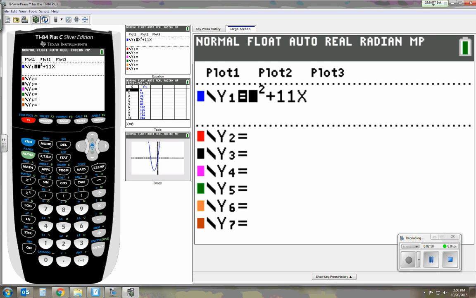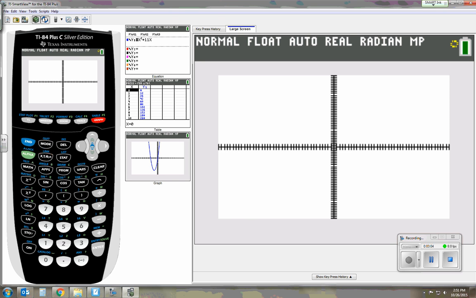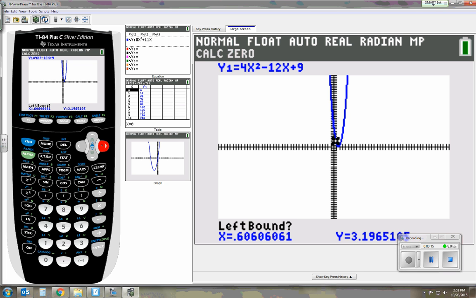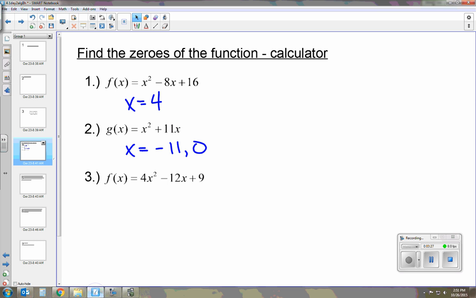Go y equals, clear that out. We're going to put in 4x squared minus 12x plus 9. And we're going to graph that one. And we notice that it only hits the x-axis once. So we're going to do second, trace, zero, and we're going to go to the left of it, to the right of it, and then push enter to guess. And this is going to be at 1.5. So our zero for that one is 1.5.